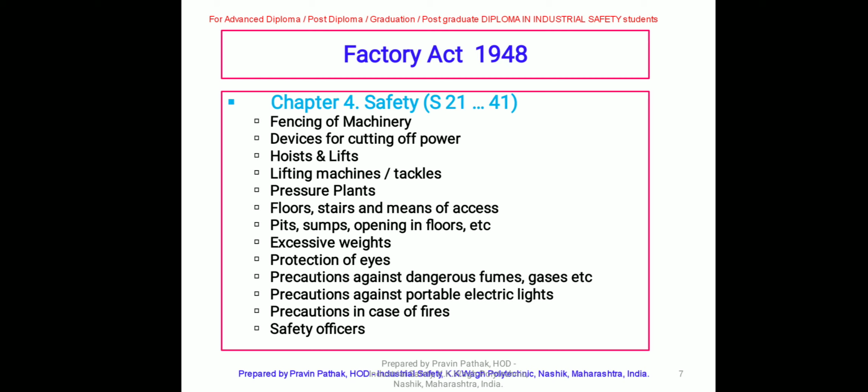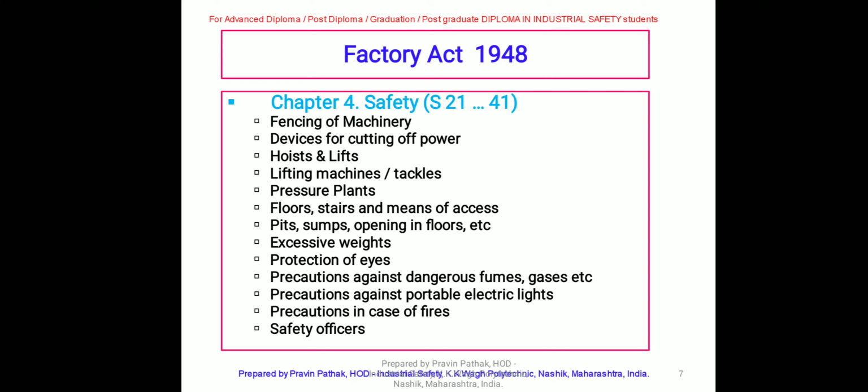sections under safety. Devices for cutting off power, hoists and lifts, what are the testing standards, testing certificates, duration, expiry, etc. What is the competent person for the testing, etc. Then lifting machines, tackles, pressure plants, floors, stairs, means of access, pits, sumps, openings in floors, etc. Then excessive weights, protection of eyes, precautions against dangerous fumes, gases, etc.